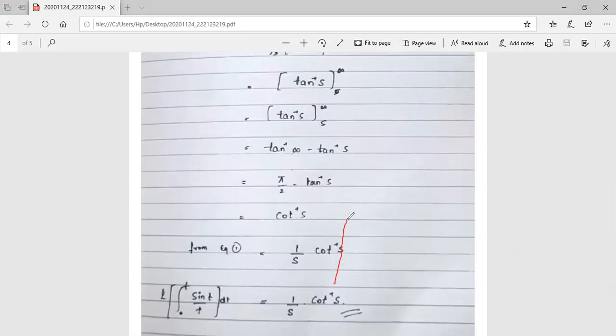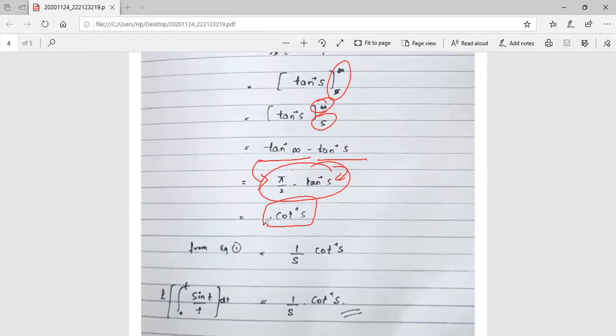When we apply the limits, that is upper limit minus lower limit, we will get tan inverse of infinity minus tan inverse of s. Tan inverse of infinity is pi by 2, and the remaining tan inverse of s stays as it is. So pi by 2 minus tan inverse of s is equal to cot inverse of s.